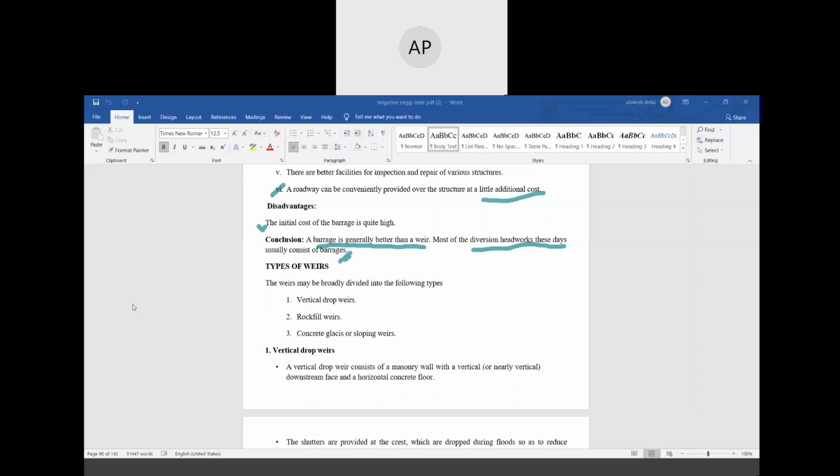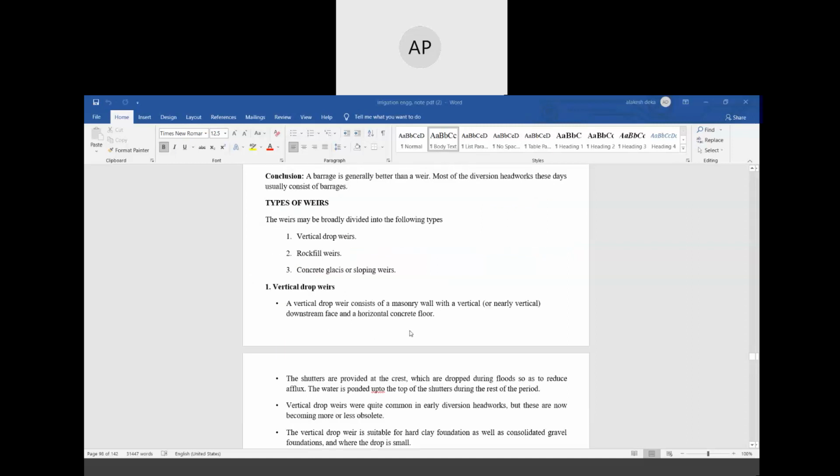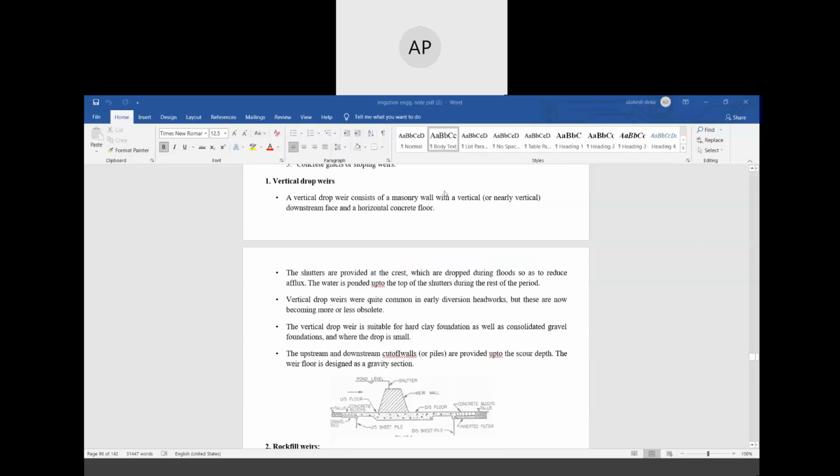Next, types of weir. Types of weir: it may be vertical drop weir, rockfill, concrete glacis, or sloping weirs. Vertical drop weir. A vertical drop weir consists of a masonry wall with a vertical downstream face and a horizontal concrete floor. The shutters are provided at the crest, which are dropped during flood so as to reduce afflux. The water is ponded up to the top of the shutters during the rest of the period. Vertical drop weirs are quite common in early diversion headworks, but these are now becoming more or less obsolete.